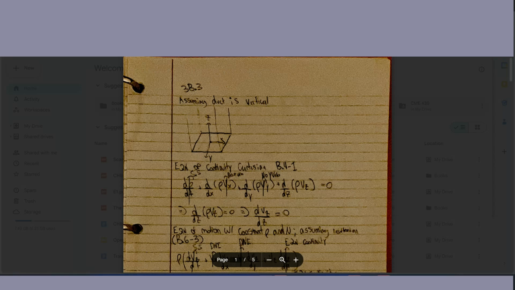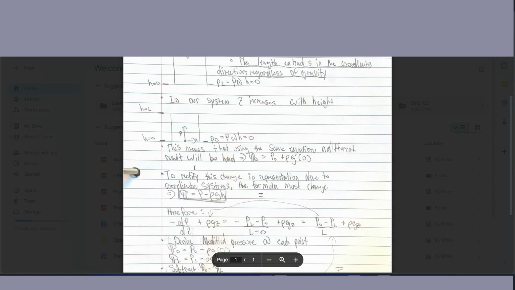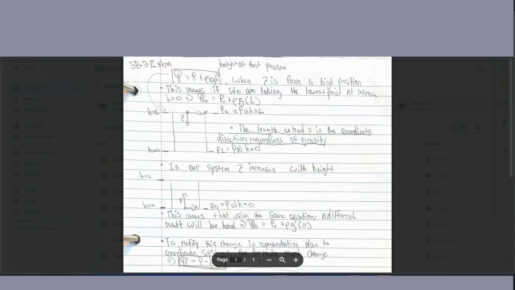So yeah, let's see. So that means that for us, modified pressure 0 equals P0 plus rho times G times 0. And that's because the height at P0 is just 0. So we can see that this doesn't give the same answer as this equation here for the same coordinate. So we want it to give the same answer, basically.